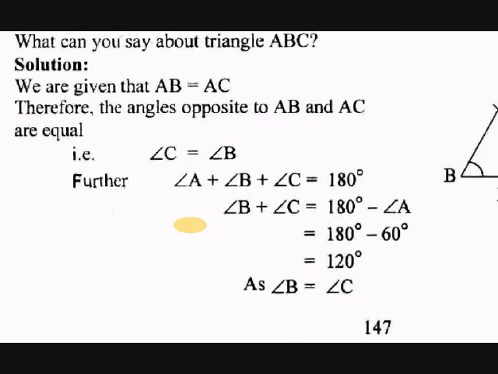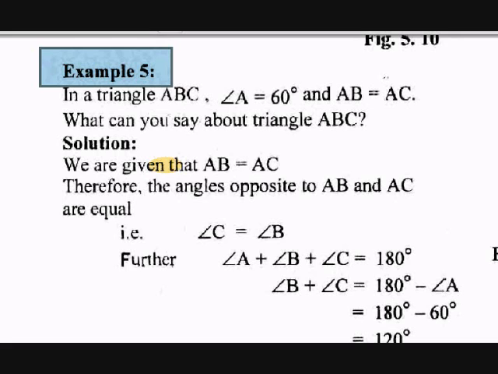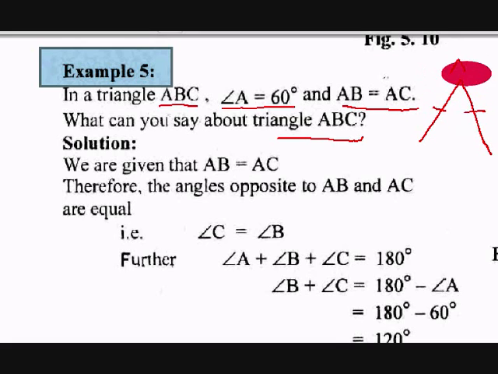Here is an example. In example 5, there is a triangle ABC. In triangle ABC, angle A is 60 degrees, AB equal to AC. What can you say about the triangle ABC? You should learn to construct your own triangle, right? So they said AB equal to AC, and the triangle is ABC. First, you have to draw a triangle, okay? AB and AC are equal. So just name a triangle, draw two lines, then connect these two lines.